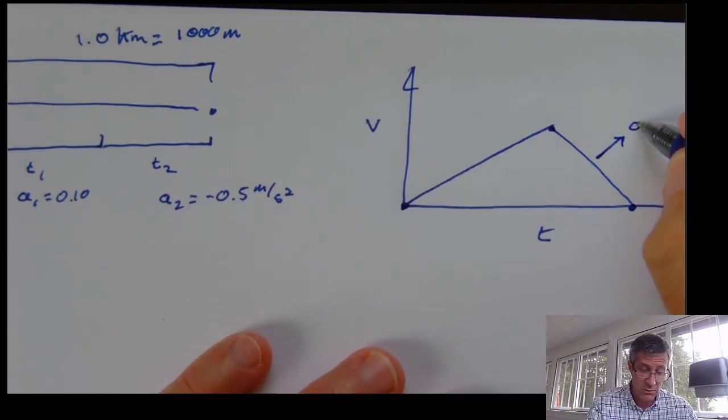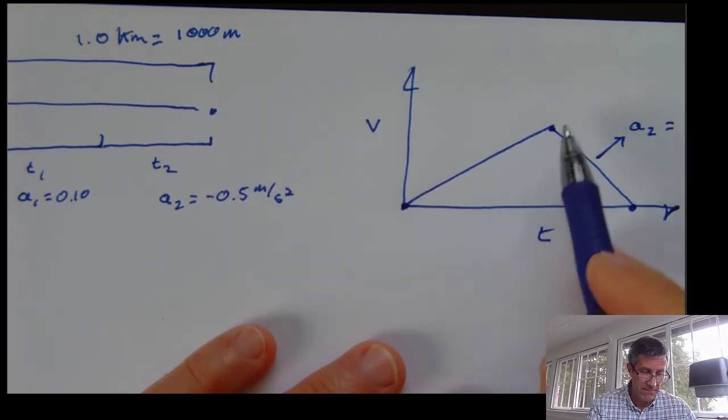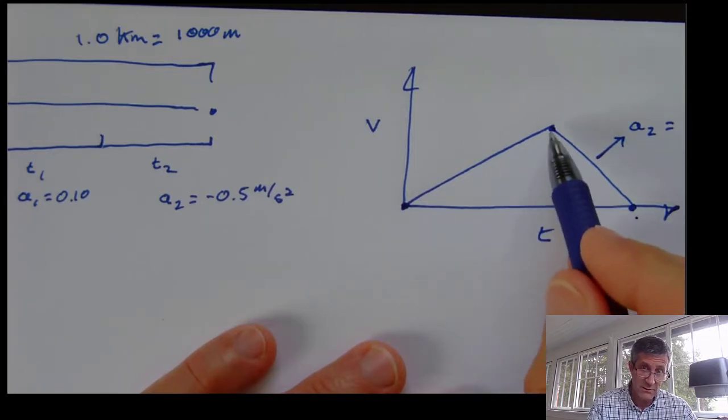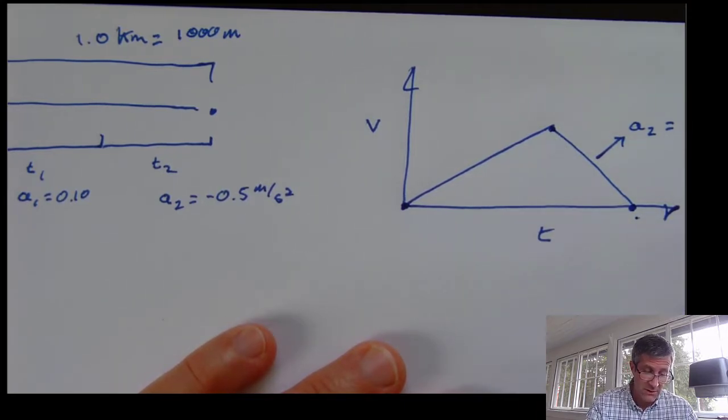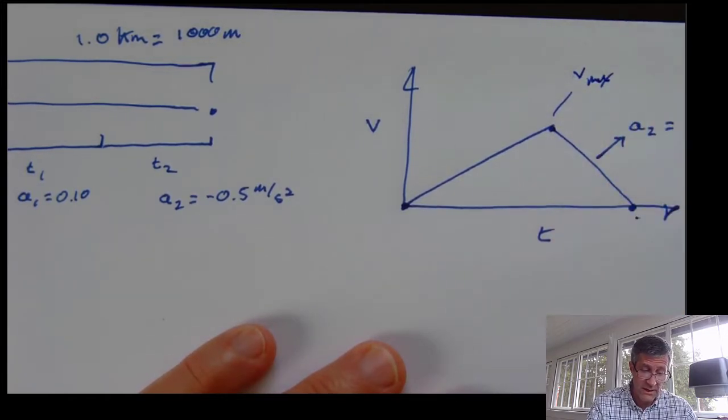So this is my acceleration for the second part, which is going to be the slope. This is equal to the rate of change, delta v over t. I can be more specific: it's my final minus my initial. My final is 0 minus my initial, whatever the max velocity is, and the time that happens in I'm going to call t2.